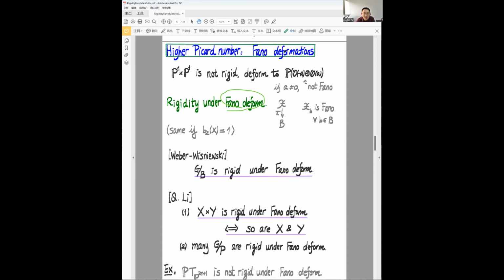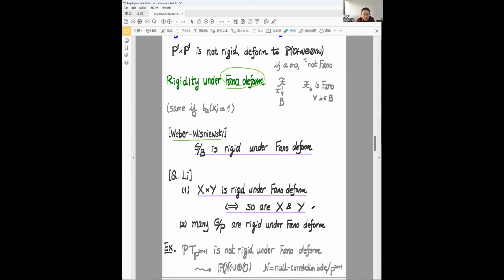And in particular, this was first proved by Weber and Wisniewski, who showed GMOB is rigid under Fano deformation. And then Occhetta showed if a product is rigid under Fano deformation, then each factor is also rigid under Fano deformation. So this can reduce the product case to just a simple case. And also Occhetta showed many varieties of GMOP are rigid under Fano deformation.